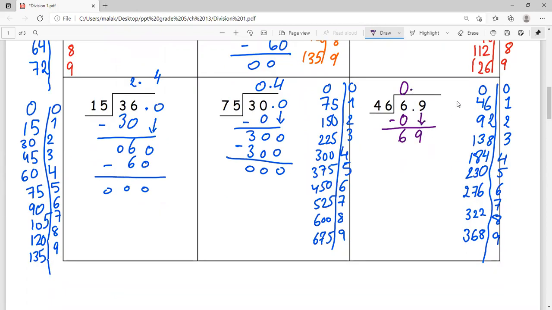9 down. 69. Which number do we bring 69? 46. So 1 up, 46 down. 1 up, 6 down. 9 minus 6 is 2. Okay. 23. How do we continue? We put 0 down. 230. We have 230. We put 230 down, 5 up.